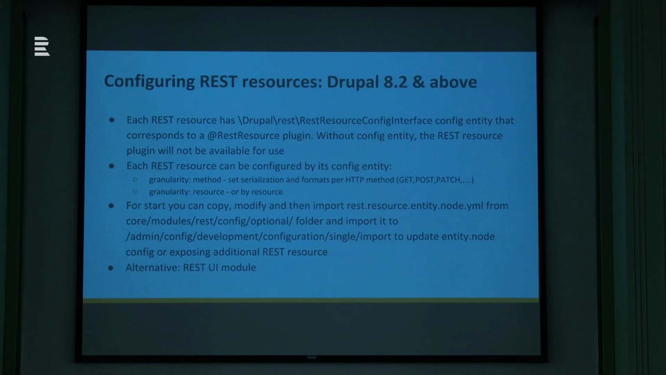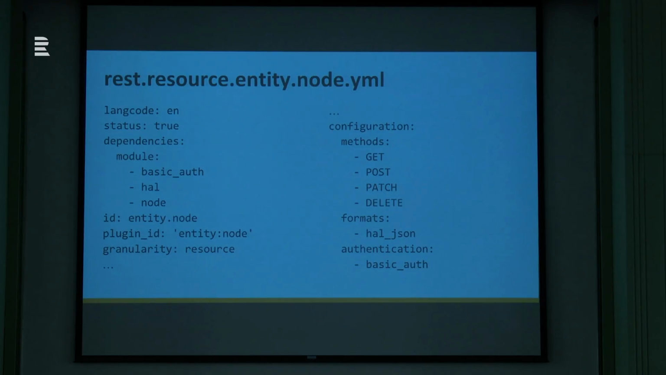So in the 8.2, you can see the changes from the example from before and now. Now you have which language code, which plugin ID, granularity. Here you have the methods, the formats, authentication. Before you did all this in one file, and that's it. You can get this inside the REST module, copy it, import it, that's it. And then modify it accordingly, of course.